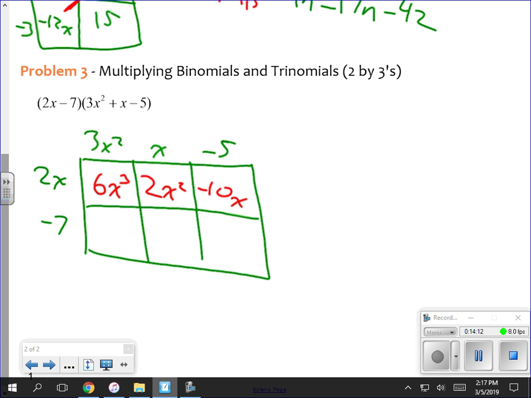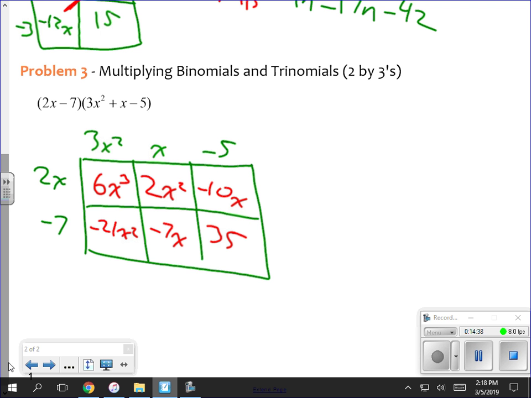Same thing on the next level down. Negative 7 times 3x squared. Negative 7 times 3 is negative 21, and then I have x squared. Negative 7 times x, that's easy, negative 7x. Negative 7 times negative 5 is 35. I've multiplied everything. And here's the cool thing on this one.